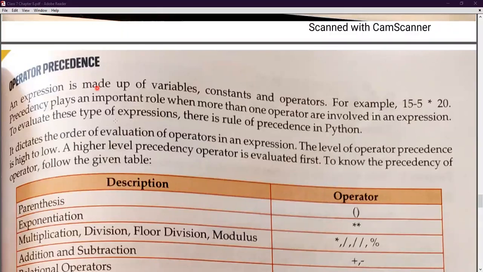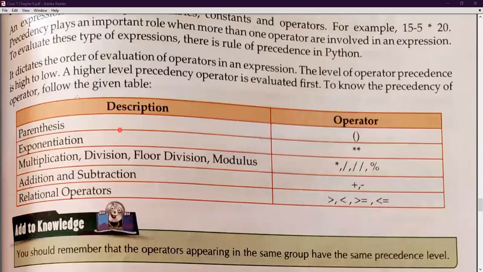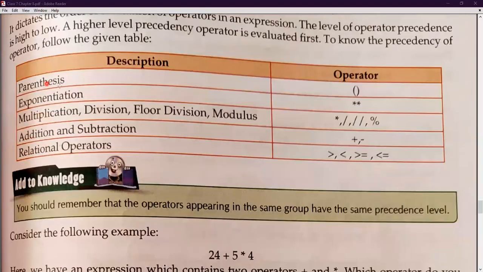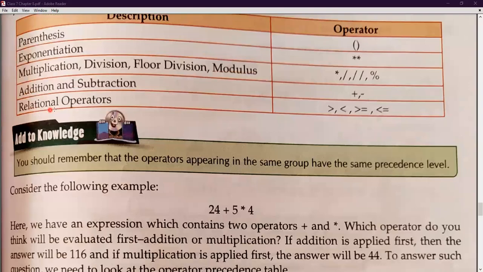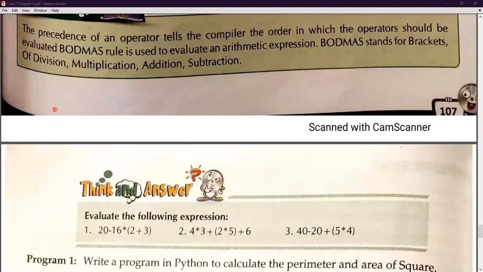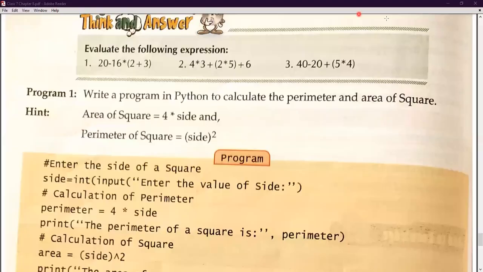So this table shows us which operator will be executed first. Which operator is executed first? Parenthesis. Sir, what is parenthesis? Parenthesis is bracket, and then exponential, then multiplication, division, floor division and modulus. Then comes the category of addition and subtraction, and in the last, relational operators, right? So this is how we can understand operator precedence, and this is how we have completed the theoretical aspect of this chapter, and I hope that you have enjoyed it.